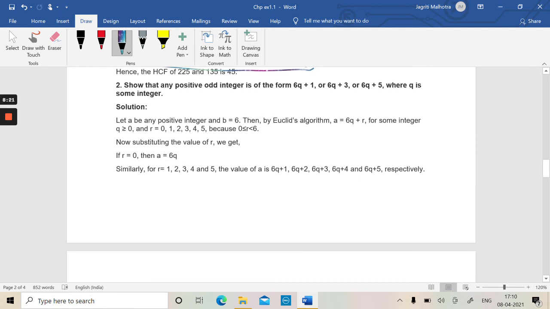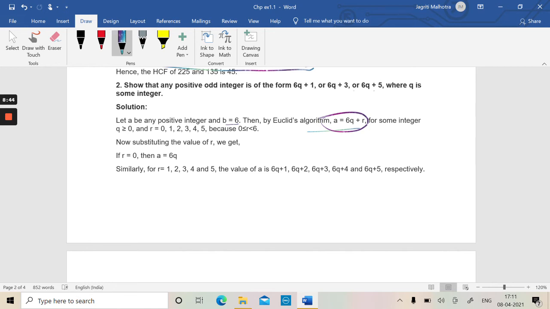To show that any positive odd integer is of the form 6q plus 1, 6q plus 3 or 6q plus 5, where q is some integer. So let a be any positive integer, and b equals 6. Then by Euclid's algorithm we have a equals 6q plus r, because we are taking numbers in the form of 6q, so we took b as 6, for some integer q greater than or equal to 0.